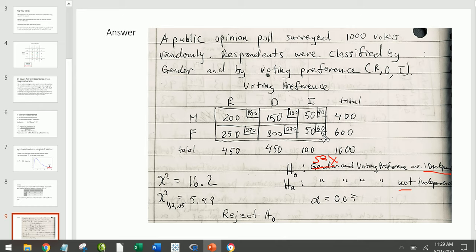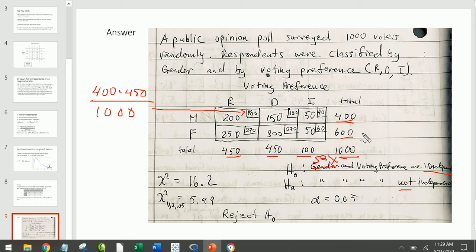So check your expected cell counts against mine. How do I get 180? Just a quick check. I do the row total times the column total over the grand total. And that's how I get 180. If you get decimals in your expected cell counts, keep them. Don't read too much into it, but keep the expected cell counts. Do the expected cell counts for all the other cells. Check them out. They should all add up to the same rows and same columns and same grand total.